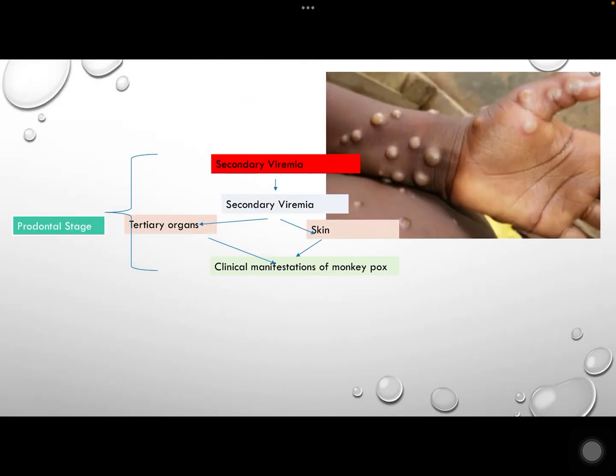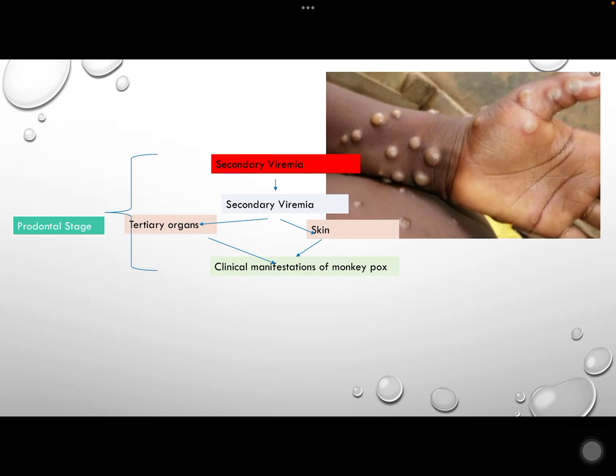In secondary viremia, the viral load will reach the distant lymph nodes and organs through circulation. The entire process represents the incubation period, typically lasting 7 to 14 days, with an upper limit of 21 days. Clinical manifestation of monkeypox is not visible during the incubation stage, and therefore the incubation period is not contagious.